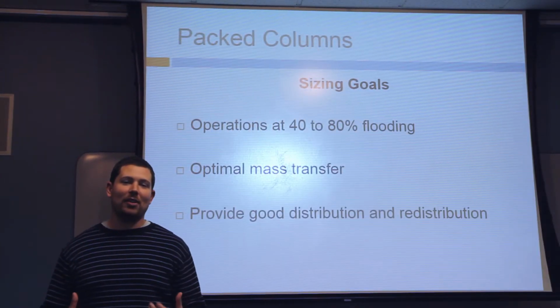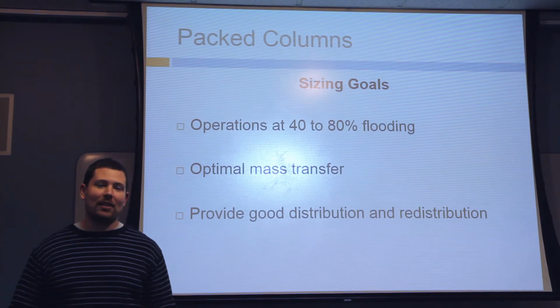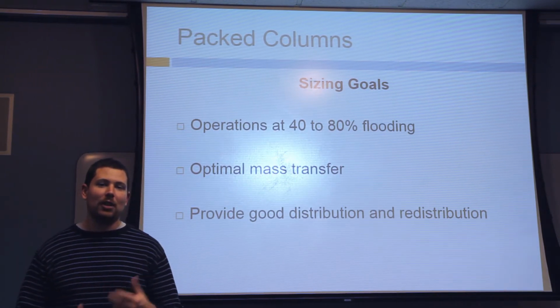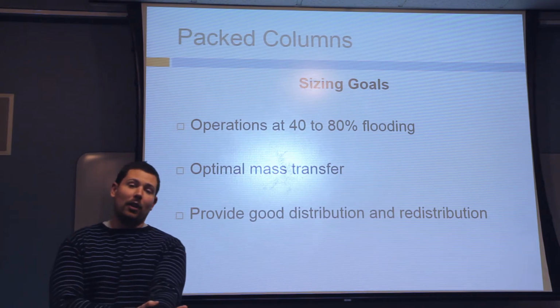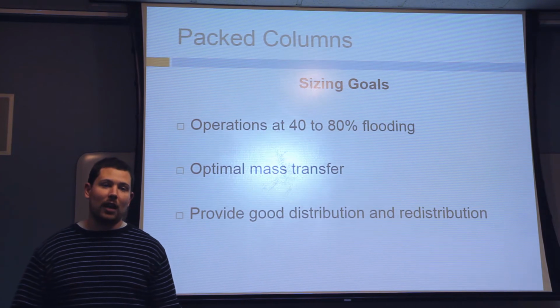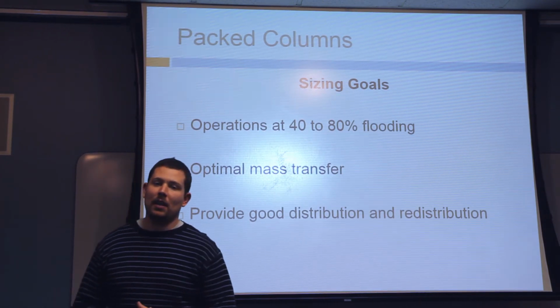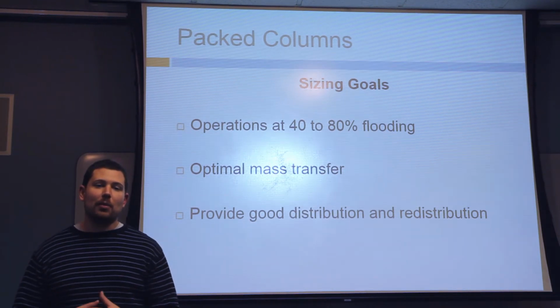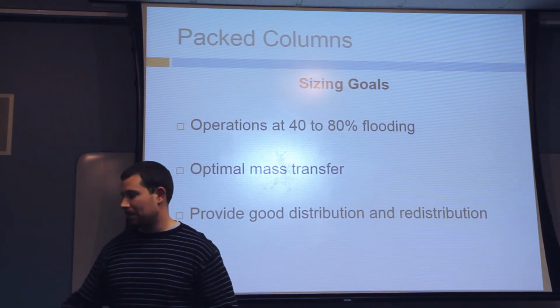So now let's talk about sizing packed columns. With a packed column, you want to aim for between 40 and 80% flooding, which means liquid in your system. This will allow optimal mass transfer. Above this number, above 80%, you're going to have total flooding of the column, and you'll have no mass transfer. The other objective of sizing the packed column correctly is to have good distribution of your vapor and liquid, and redistribution.